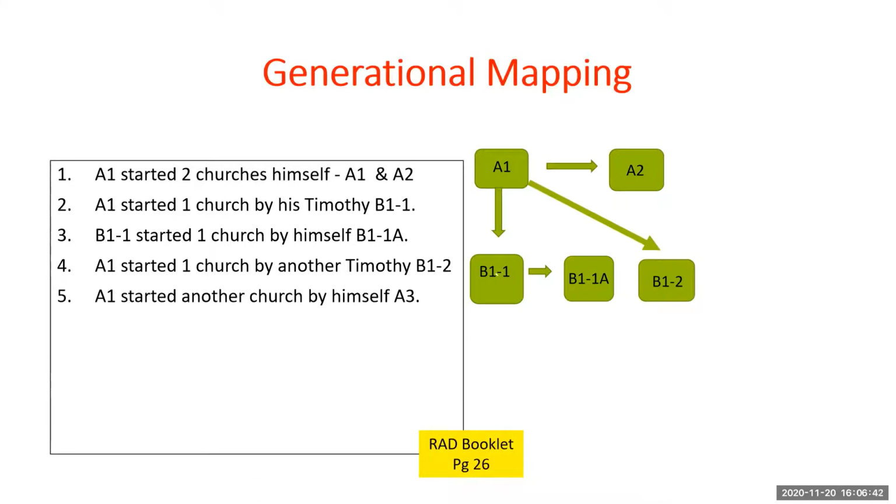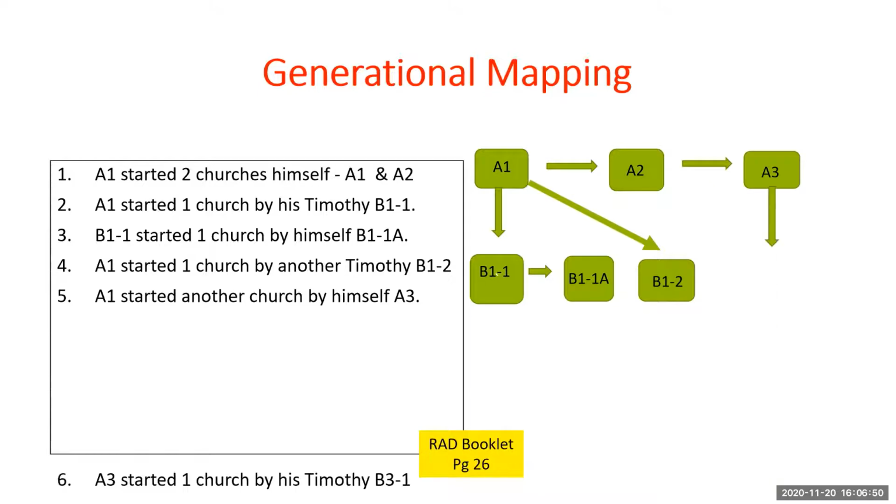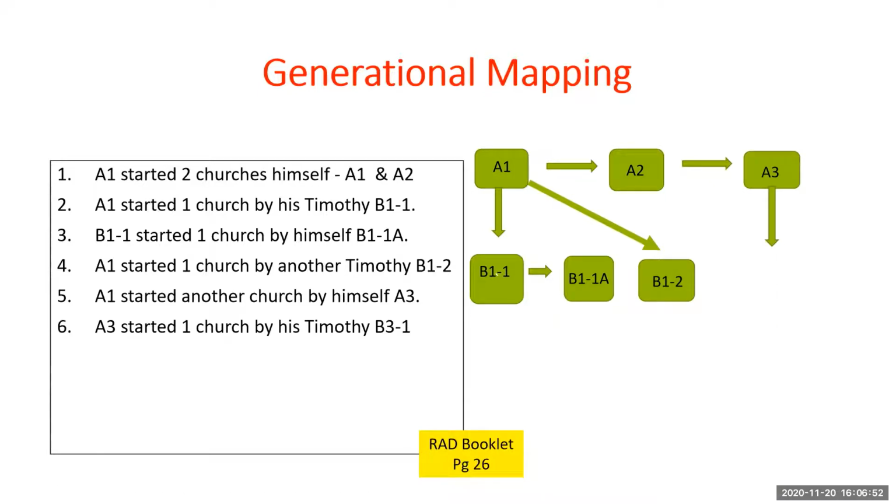B1-2. A1 started another church by himself, same row as A1. So it will be the same row, the first row, A3. And then A3 started 1 church by his Timothy. That means it must be under A3. So his Timothy started 1 church, B3-1.